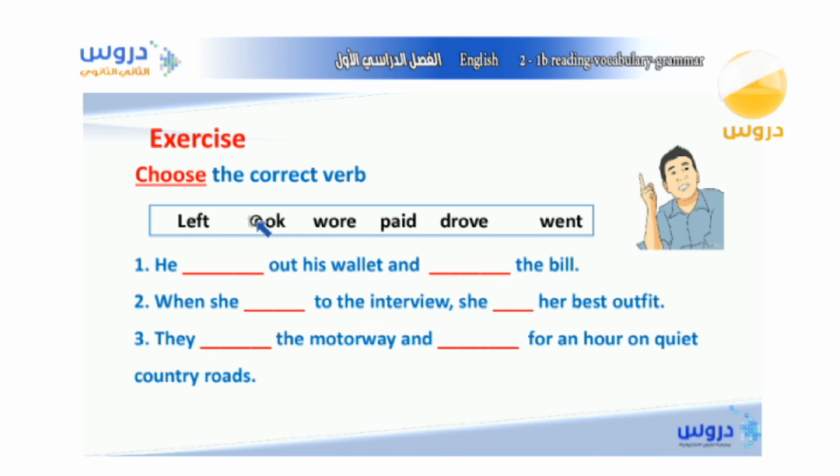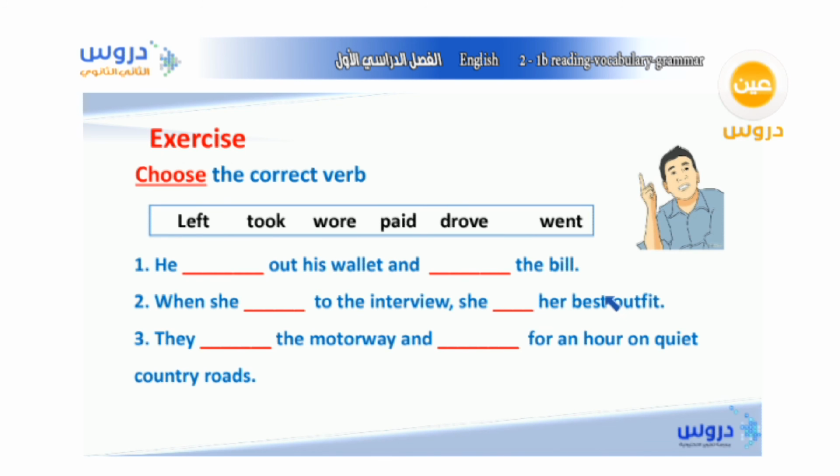Now let's go very quickly, put these verbs in the correct form. So we have left, took, wore, paid, drove, and went. Number 1, he blank out of his wallet and blank the bill. So what do you take out of your wallet and pay the money for something. So he took, this is number one, he took out his wallet and paid the bill.